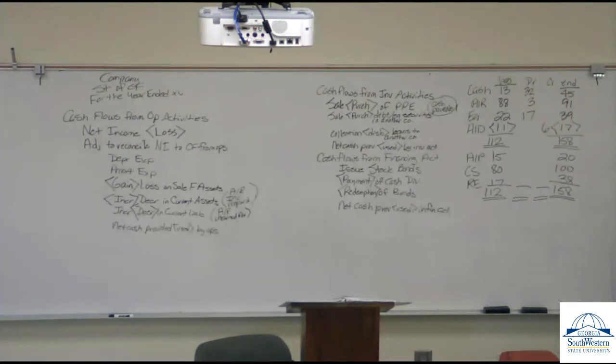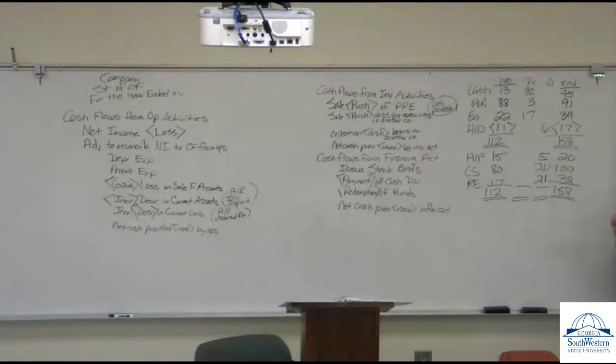Now accounts payable increased from 15 to 20. Would that be a debit or a credit? Credit. Yeah. Okay. And then common stock increased from 80 to 100, so that's a credit. And retained earnings increased by 21. Okay? So that should be all of our numbers, right? So we can add those up and get a number here.